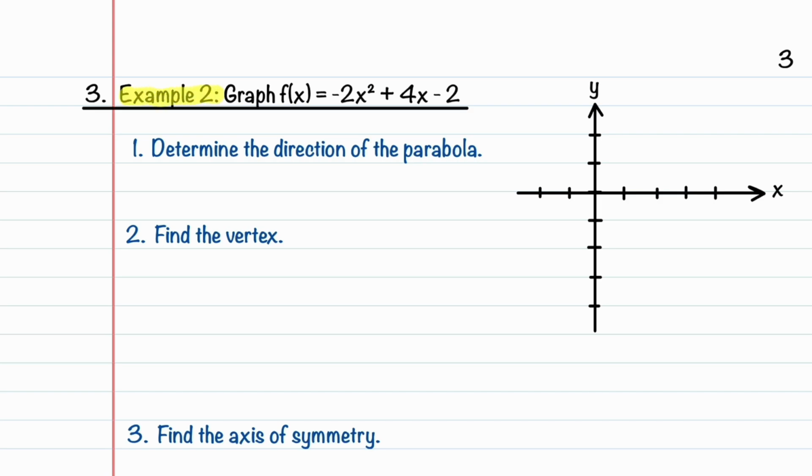In our second example, we're going to graph the function f of x is equal to minus 2x squared plus 4x minus 2. Just like we did with our first example, we're going to go through our steps. Our first step is to find the direction of the parabola. Our a, in this case, the number that multiplies x squared, is -2, and it's less than 0. So we can say that our parabola opens downward.